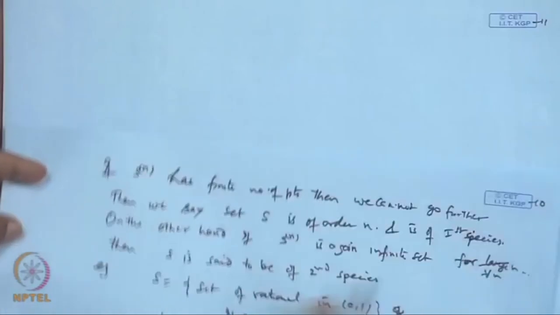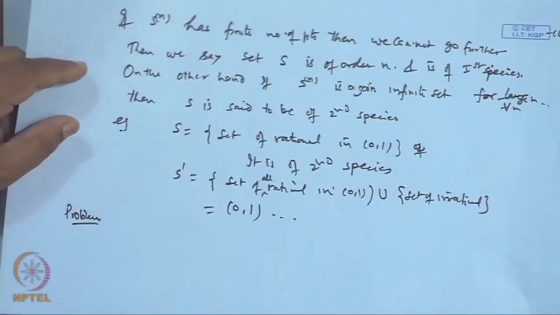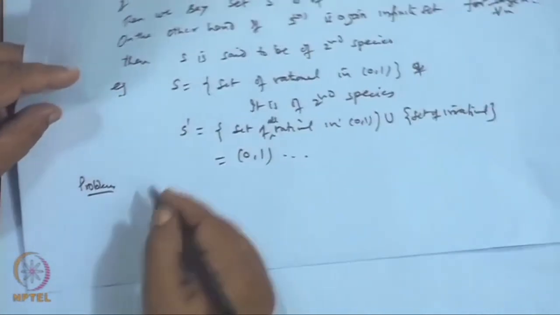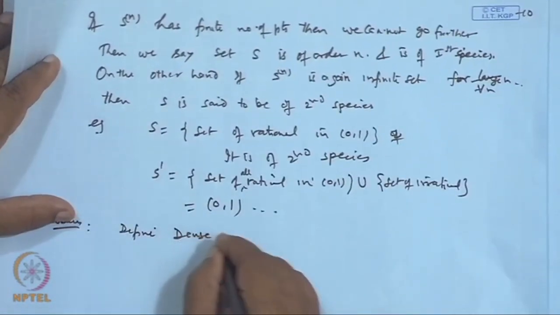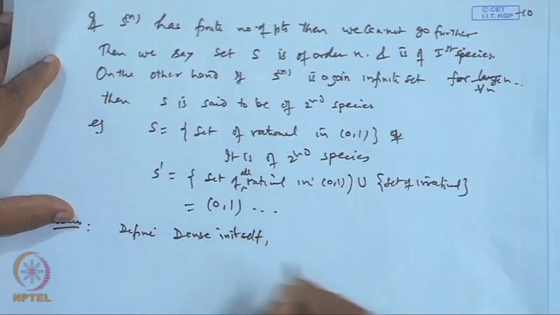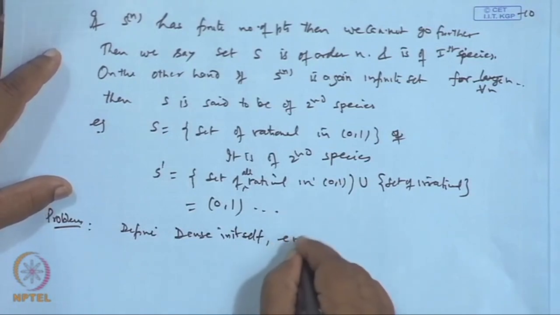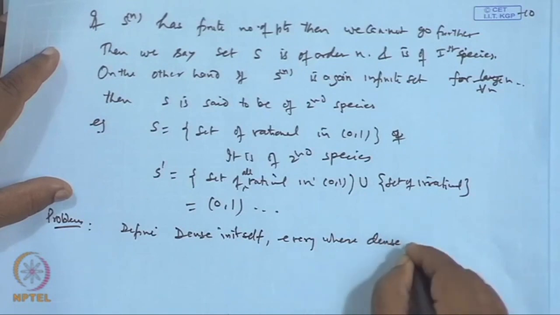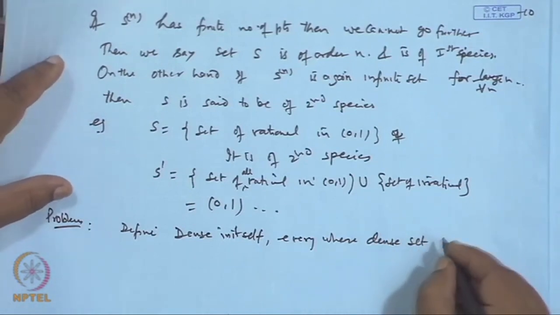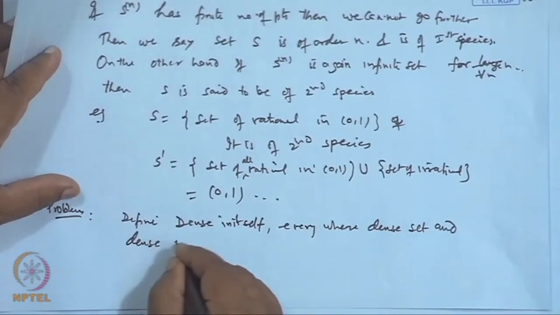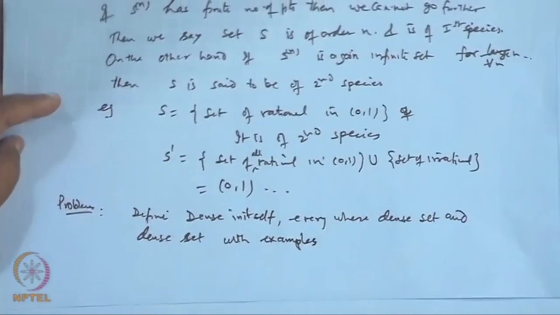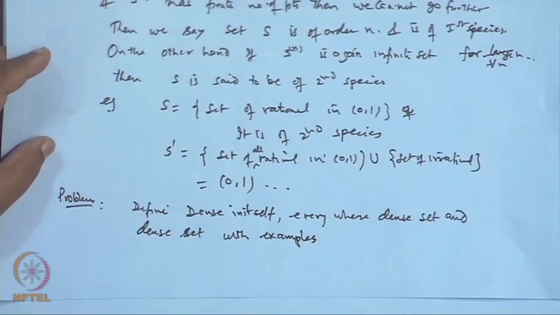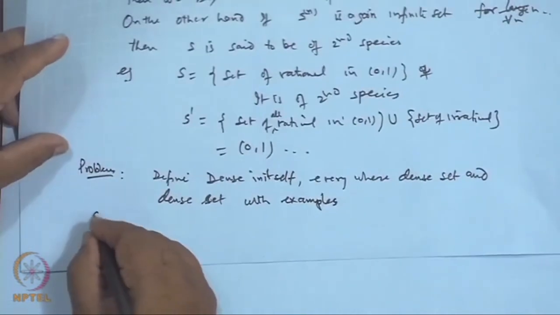Now, the next problem. The problem which we have defined: the rational numbers are of second species. Okay. Then define dense in itself, everywhere dense set, and dense set, with examples. So, let us see the solution for it. What is our definition for dense in itself?